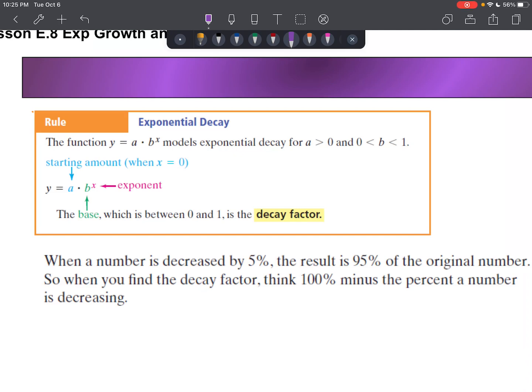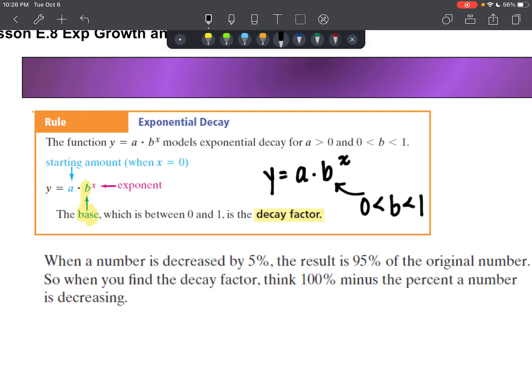Exponential decay occurs when the base of our function is between 0 and 1. And that's what we call a decay factor. So when we have y equals a times b to the x, and b is between 0 and 1, then we have what is called a decay factor.